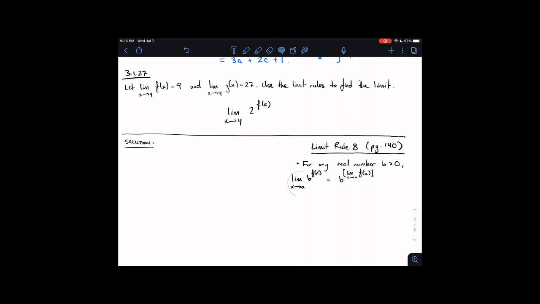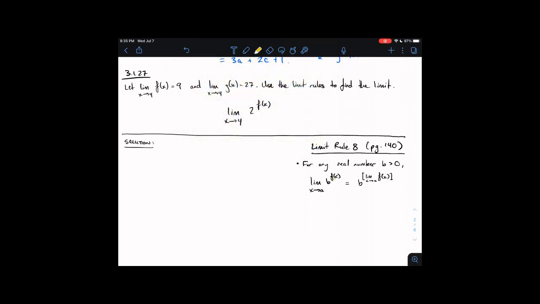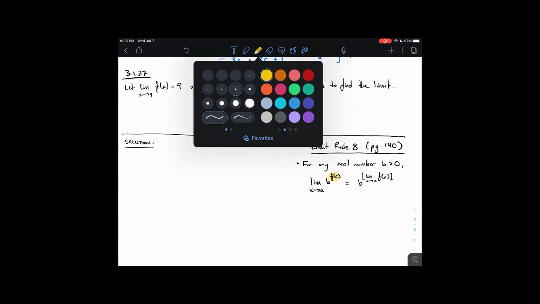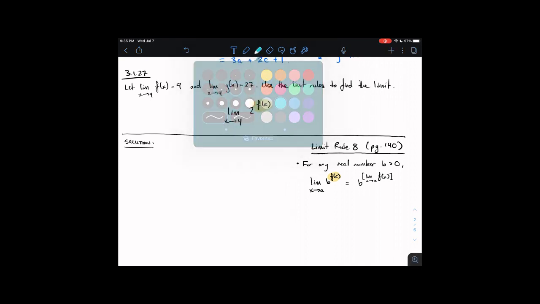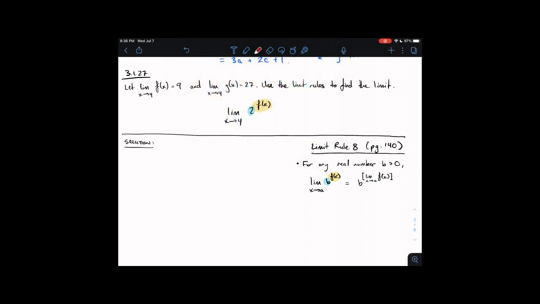Basically, we can pass the limit into the exponent. It's called passing the limit into the exponent. If we notice this f of x here, that's the same as the f of x here. If I color code these things again, which I like to do, this b is this 2, and in red, this 4 is this a. Now I just plug in the numbers where they need to go.